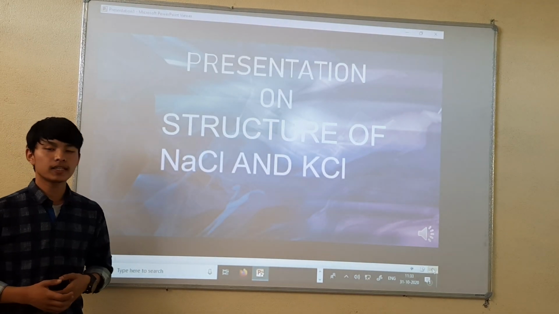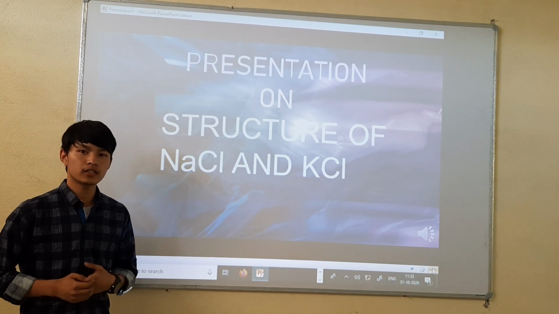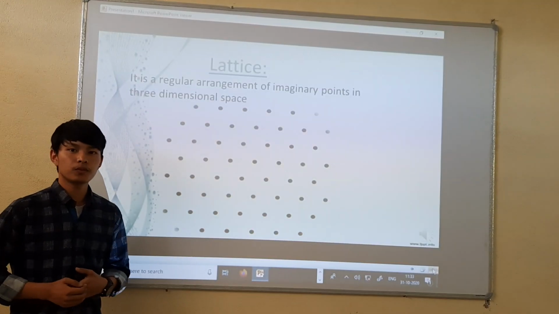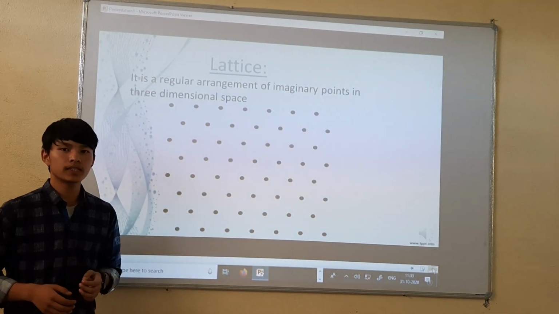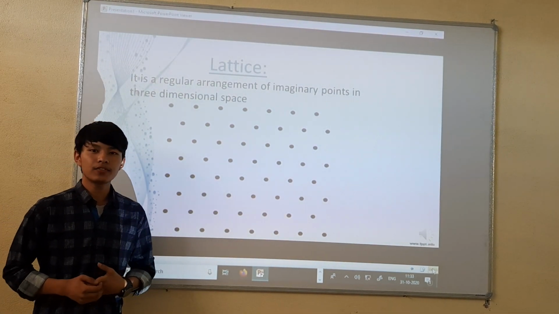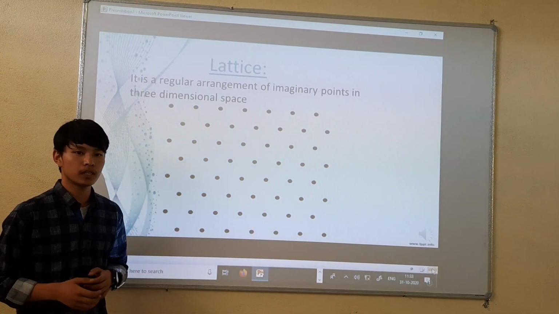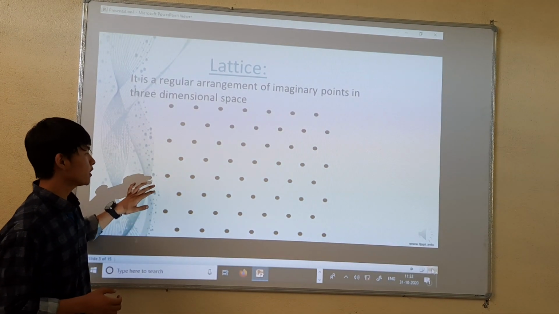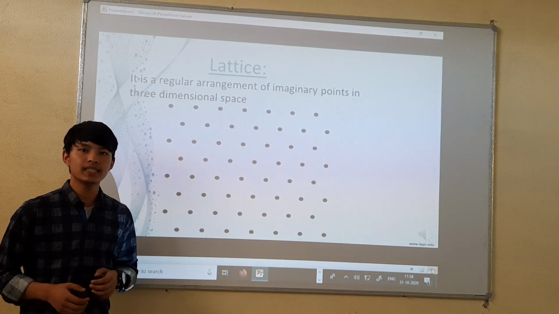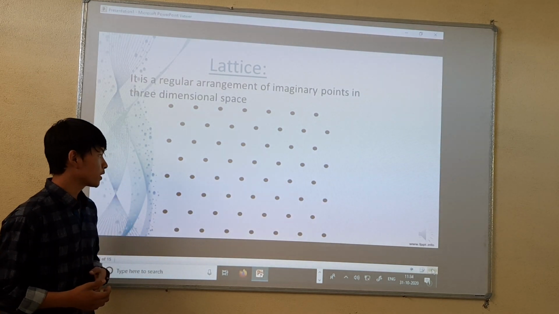This presentation will carry 25 marks instead of the 25 marks practical or sessional B exam. So before moving on to this topic, we have to understand some basic subtopics like lattice. So this lattice is the infinite arrangement of points in a three-dimensional space. These lattice points are simply the positions in space where there is a probability of finding an ion, molecule or atom of a crystal structure.